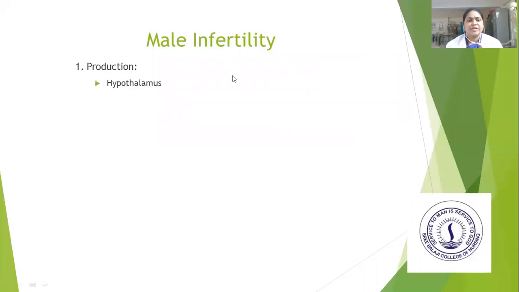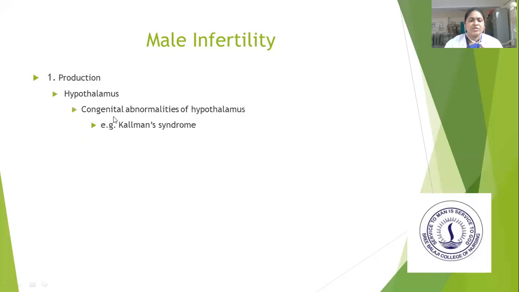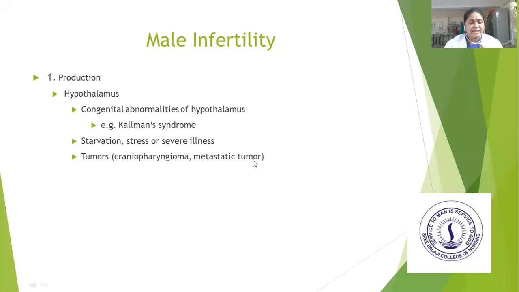The first is production. Production is from the hypothalamus, the anterior pituitary, and the testes. The production problem at the hypothalamus is mainly due to congenital abnormalities of the hypothalamus, for example Kallmann's syndrome, and starvation, stress, or severe illness. Tumors like metastatic tumors of the hypothalamus, head injuries, and inflammation, that is sarcoidosis, and infections such as tuberculosis.